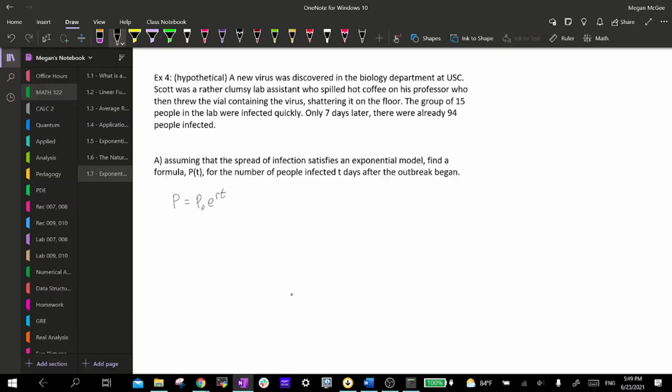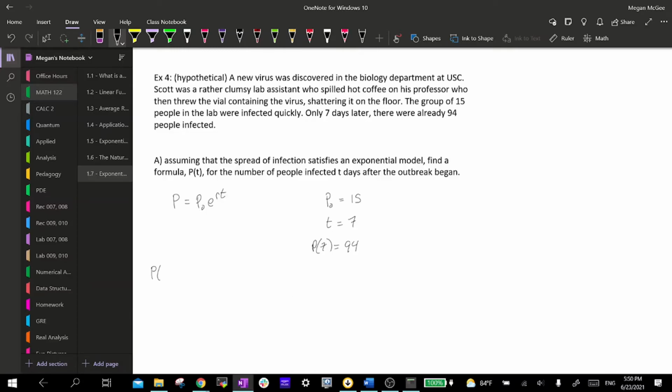Okay, so we know that our original group of infected people was 15. And we are looking for t equal to 7 days after the incident. And we know that 7 days after the incident, we have 94. I'm going to say P of 7 is equal to 94, people infected 7 days later. So we want to find the rate. We need to find the formula, and that includes finding the rate first. That's what we're missing here.